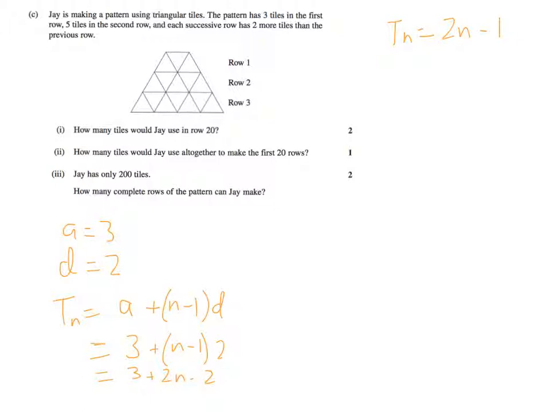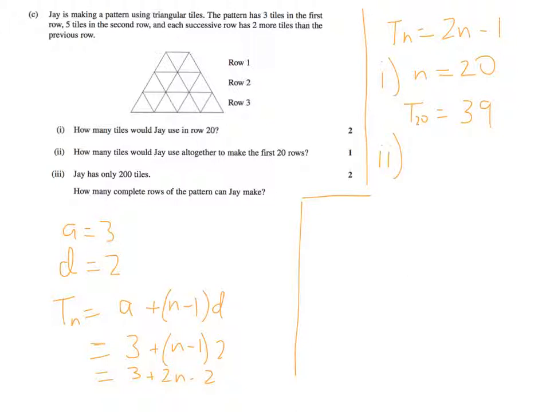Now that actually hasn't earned us any marks yet. It may do in the first part of the question, but it really hasn't answered any of the questions that we've been asked here, but it does set up the basis for the whole question. So for part 1 there, how many tiles would J use in the 20th row? Well, that means if n is 20, T20 is 2 times 20, 40, minus 1 is 39. Okay, so we can use 39 tiles in that 20th row.